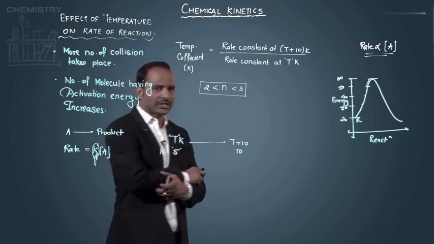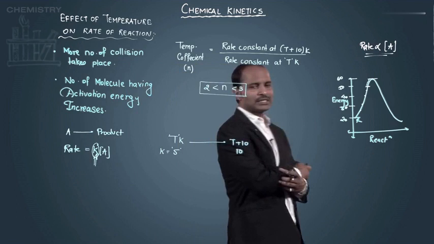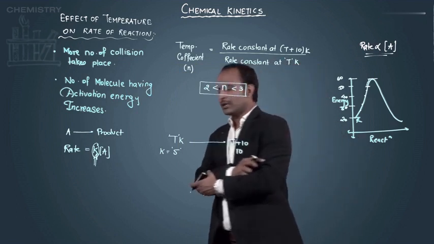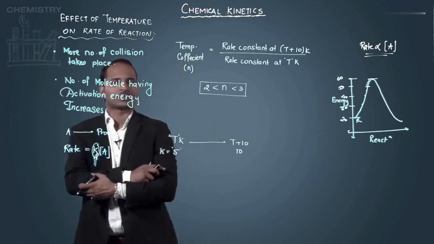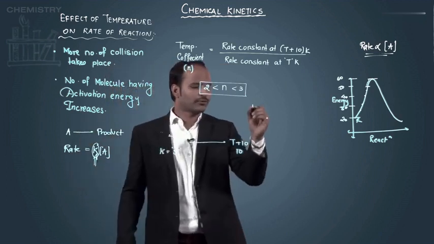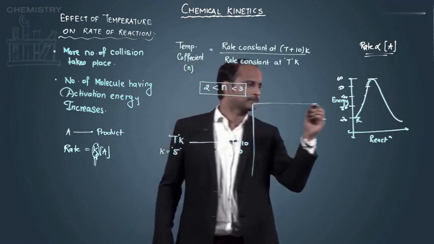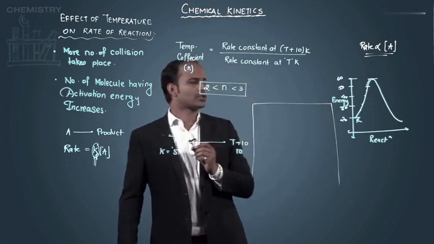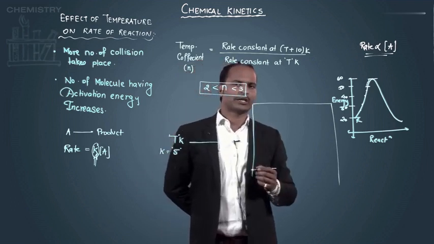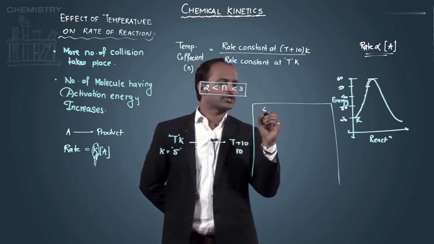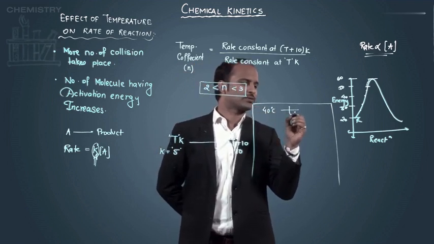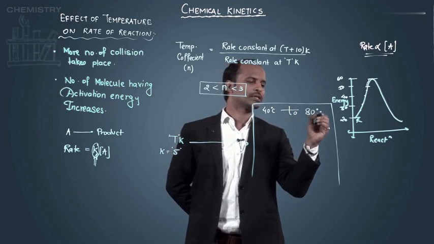Now it's a generalization. Generally we consider that if I increase the temperature by 10 degrees Celsius, then the rate of reaction becomes double. It's a general statement. Again in MCQs, questions are asked on this temperature coefficient also. Which type of question is asked? Let's see. The question is like, how many times will the rate of reaction increase if the temperature of a reaction increases from 40 degrees Celsius to 80 degrees Celsius.